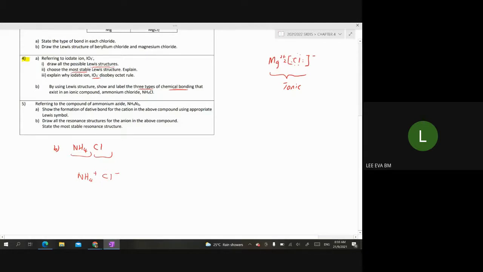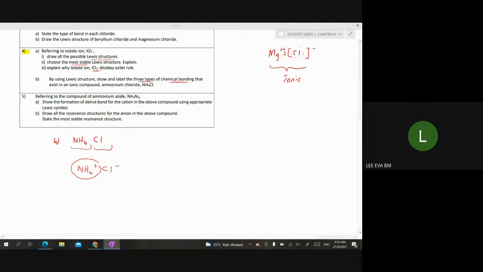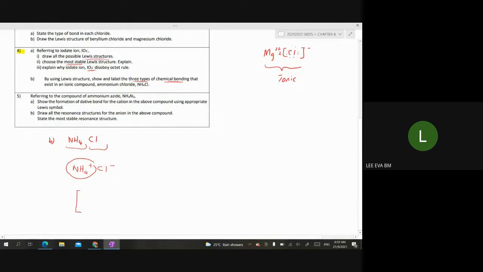Okay, so the question says there are 3 types of chemical bonding. That means there is covalent as well, there is dative bond as well. So you have to recognize inside your NH4 positive, there is dative bond, there is covalent bond. So you have to show it. Okay. Show the products only. If you want to refer to the starting until the end, also no problem. So Madam shows you the final products only.